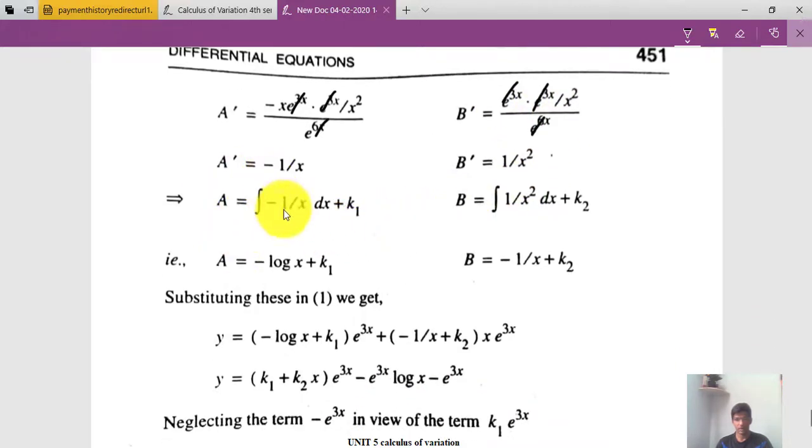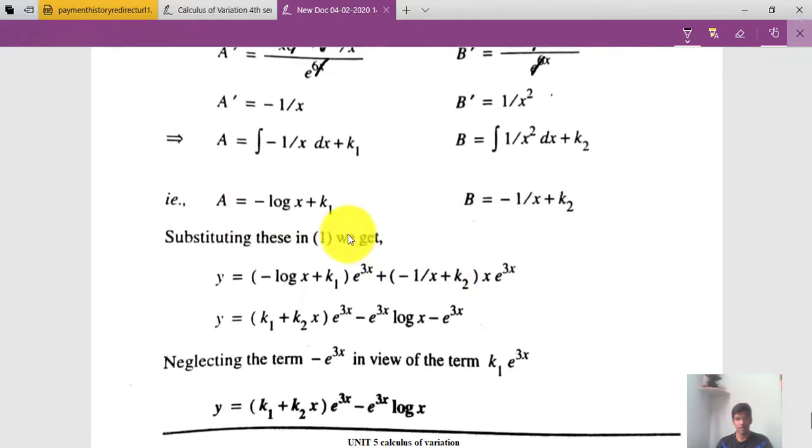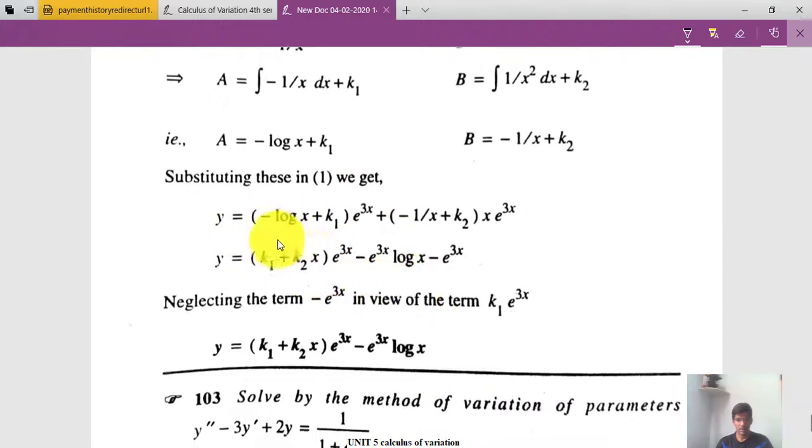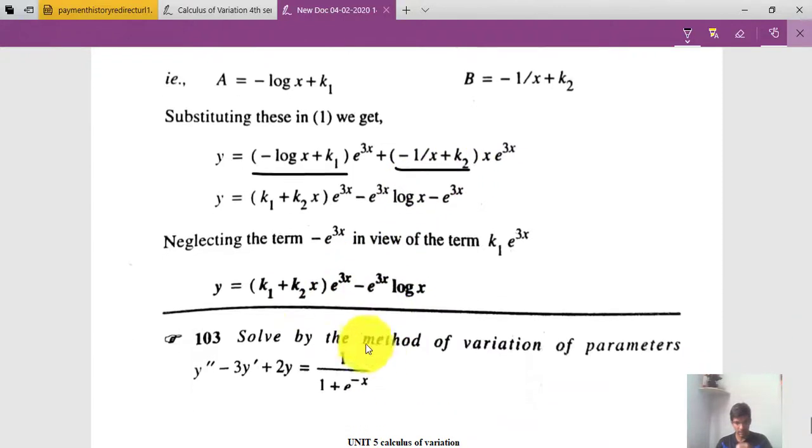On integrating, I get a equal to the integral of minus 1 by x dx plus k1, and b equal to the integral of 1 by x squared dx plus k2. Therefore a is equal to minus log x plus k1, and b is equal to minus 1 by x plus k2. Substituting these into the complementary solution, this is your value of a and this is your value of b. That turns out to be your solution.